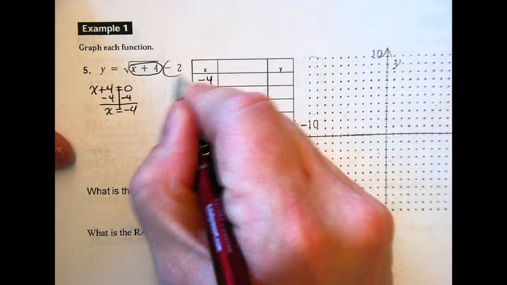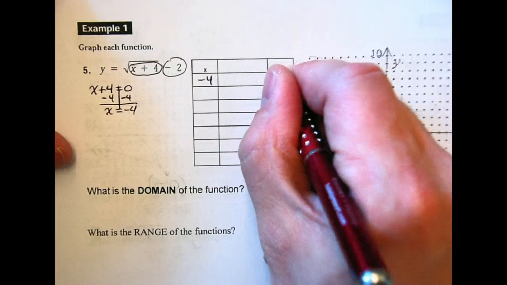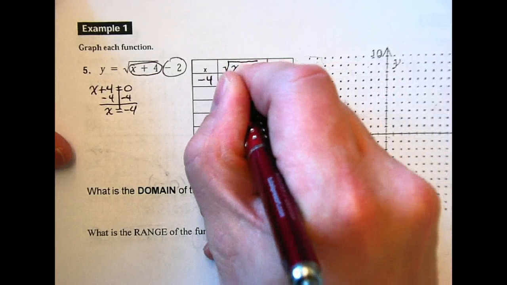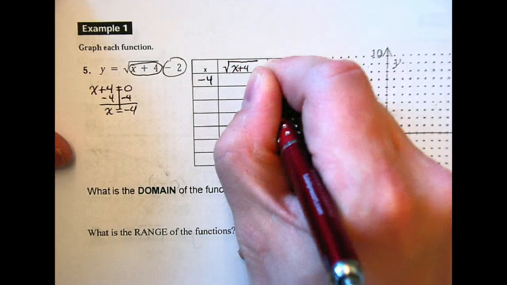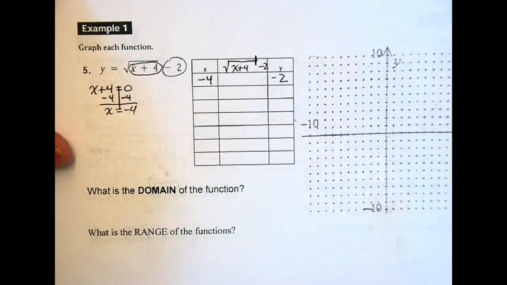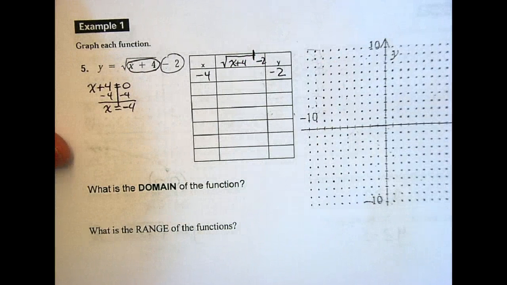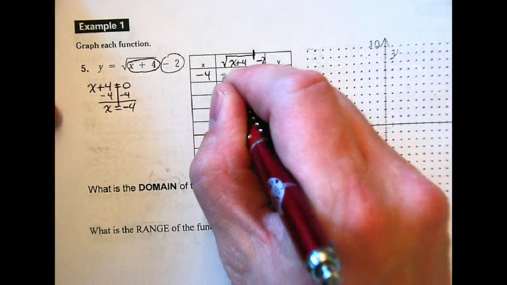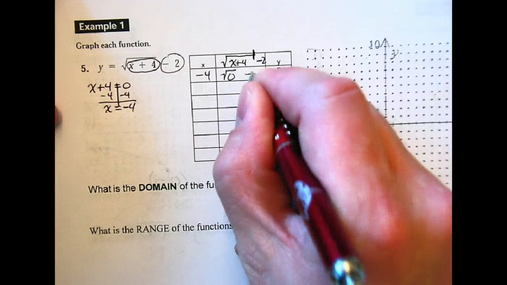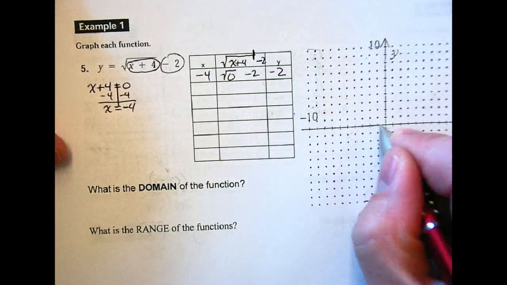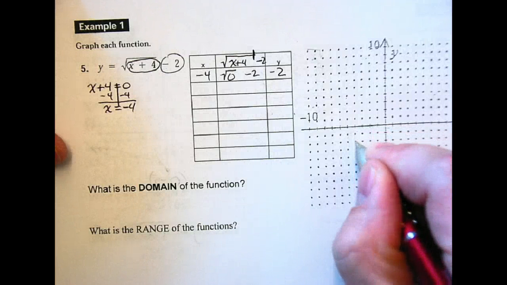And the outside is our -2. I've really tried to work that in today, making sure that we can start seeing that. Notice how I extended my root. I'm going to put a little ending point right there. So when I put in -4, I get 0. Root 0 minus 2 is -2. And that means my vertex is at -4, -2.